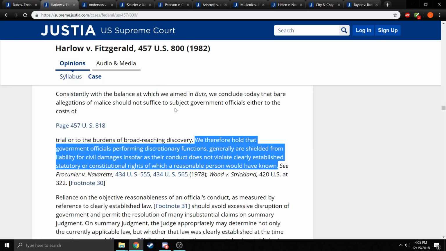So this one I was also aware of when I was in law school. This is Harlow v. Fitzgerald. It's from '82. We therefore hold that government officials performing discretionary functions generally are shielded from liability for civil damages insofar as their conduct does not violate clearly established statutory or constitutional rights of which a reasonable person should have known. So at this period of time, there was a subjective standard and an objective standard. The subjective standard is going to go away fairly quickly, but this is the objective standard, which is going to persist and morph with us.